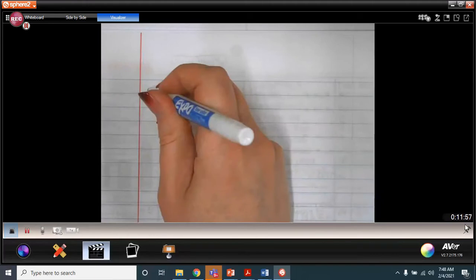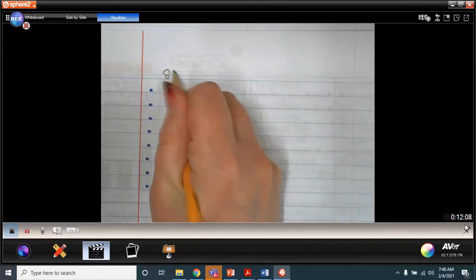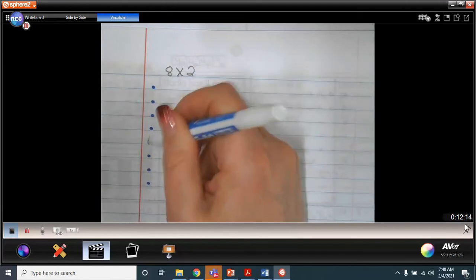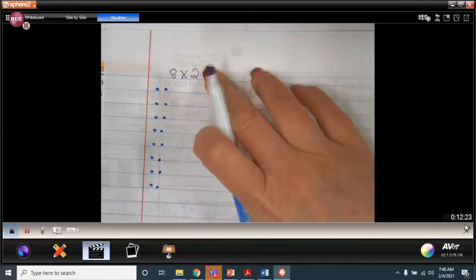So I'm just going to use my paper here, and I'm going to use some colored markers here, and I'm going to do 8 groups of 2 using an array. So 8 rows. Let's do rows of 2. So I've got 1, 2, 3, 4, 5, 6, 7, 8. So the first thing I'm going to do is 8 times 2. 1, 2, 3, 4, 5, 6, 7, 8. Okay, so far I've got 8 groups of 2. I've modeled this right here. And this would be 16.